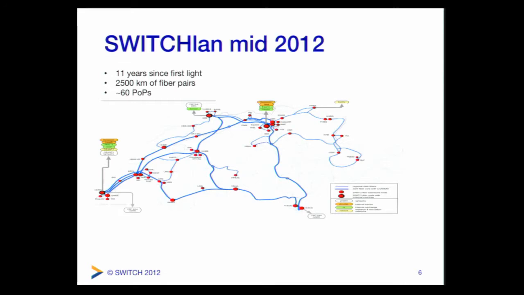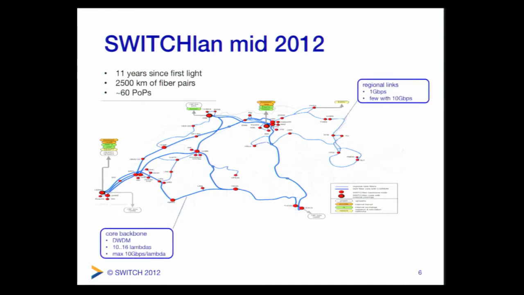And you see thick and thin lines. It's all just fiber pairs, but the thick lines are what we call the core backbone, where we have DWDM, and the rest is just simple technology.